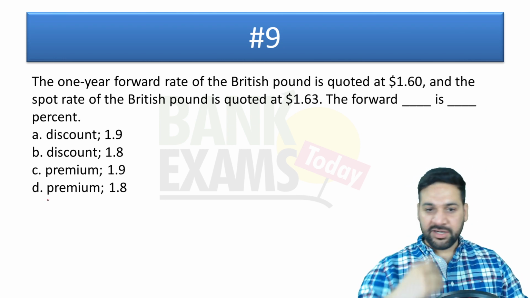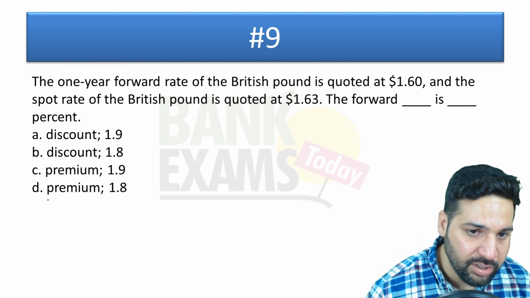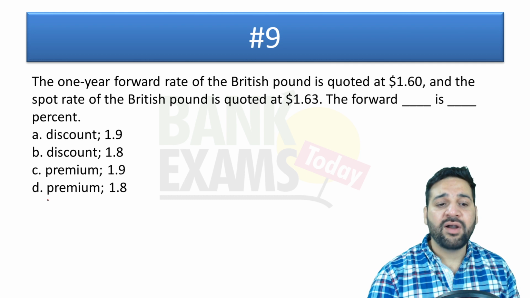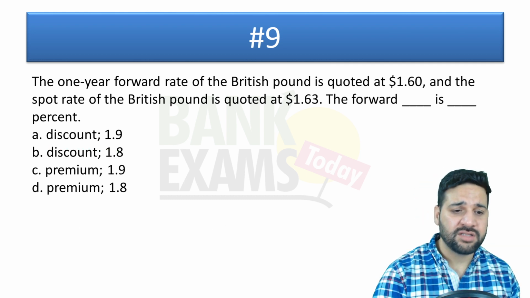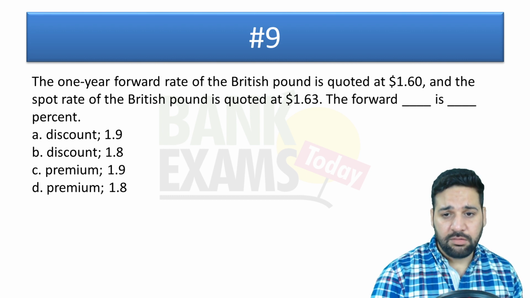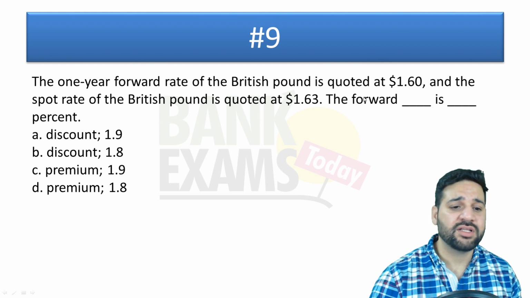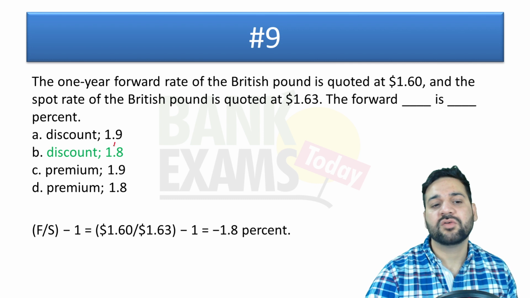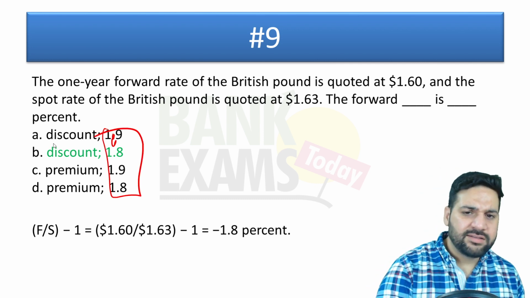The 1-year forward rate of the British pound is quoted at $1.6 and the spot rate for the British pound is at 1.63. The forward rate is available at a discount. You are not expected to know the exact answer. So 1.8 is not going to be there in your exam. Not a very important question.